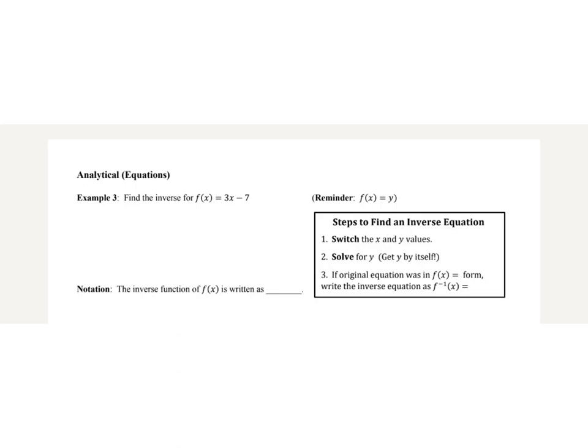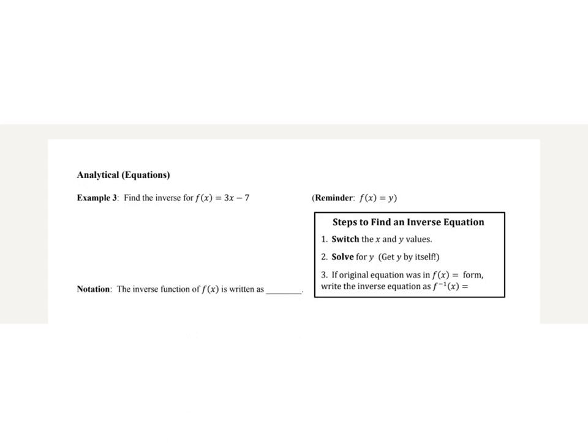The next page has, we've done inverses on tables, numerical inverses. We've done inverses on graphs. And then this is going to be, how do I do inverses on analytical problems or equations? Okay, so there are steps to finding an inverse equation. Do you see the box? The handy dandy box? Steps to finding inverse equations. 1, switch the x and y values. So we're going to swap x and y. And then number 2, solve for y. So switch x and y and then solve for y.